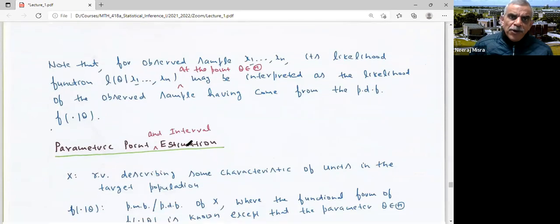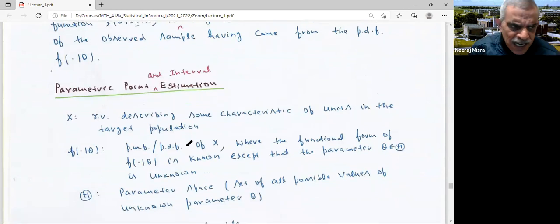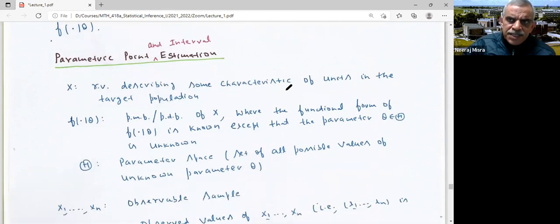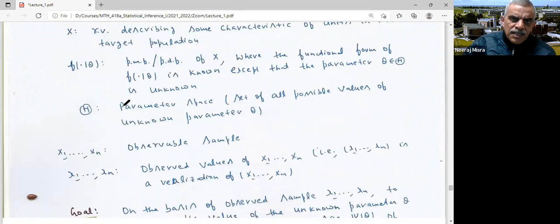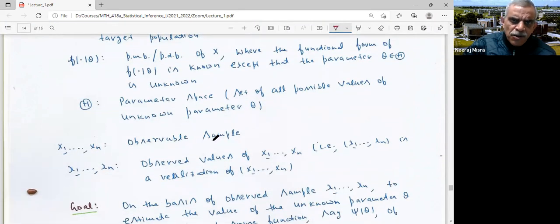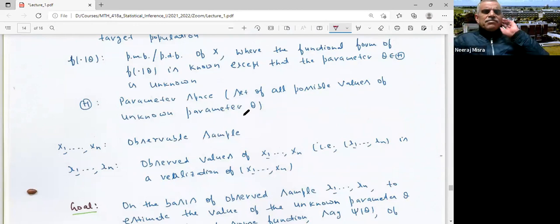I can talk about parametric point and interval estimation. So in this course, I'll be mainly dealing with parametric inference problems, and mainly parametric estimation and parametric hypothesis testing problems. Suppose X is a random variable describing some characteristic of units in the target population. f of dot given theta is the PDF or PMF of X. I know the functional form of f, and possibly theta is unknown. Theta capital is the parameter space. This is the set of all possible values of the unknown parameter theta.